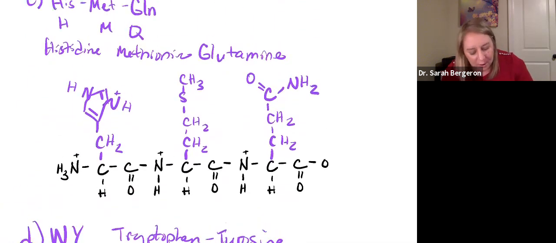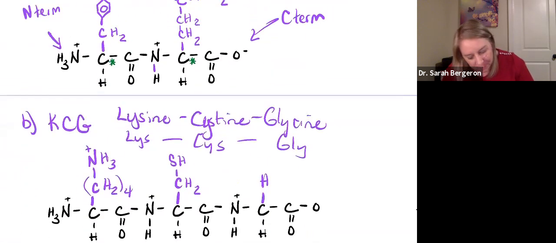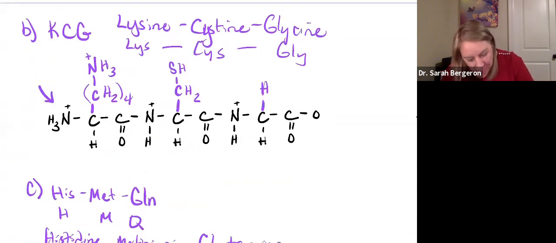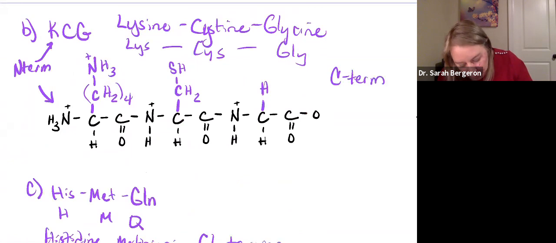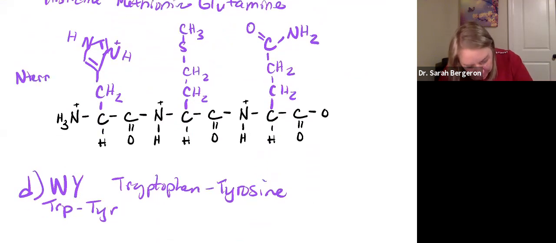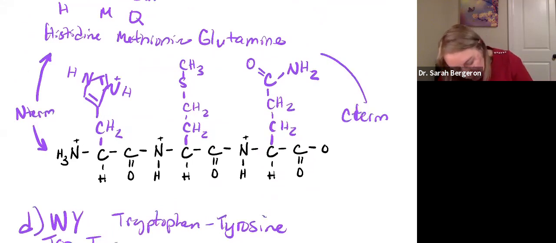Right? Oh, and I think we didn't label the N terminus and C terminus on any, we did on some of these, right? But here's the N terminus. So you're always going to start with your first one, N terminus. So your N terminus is your lysine, and then your C terminus is your glycine, right? And then here, this is my N terminus. So my N terminus in this case is histidine, and my C terminus in this case is glutamine, right?